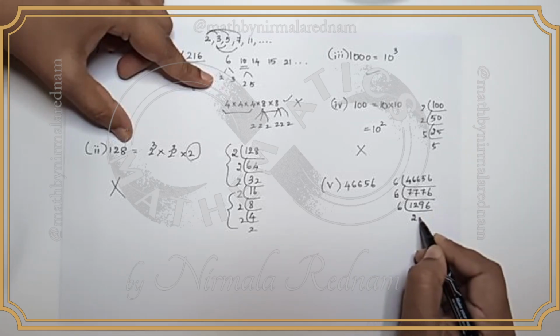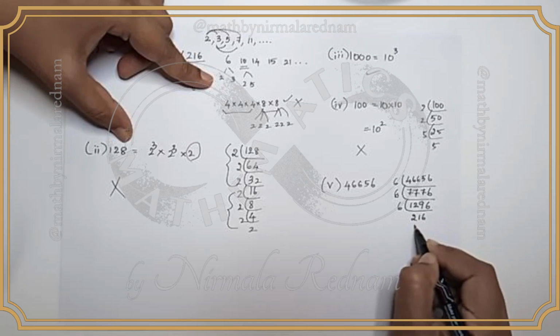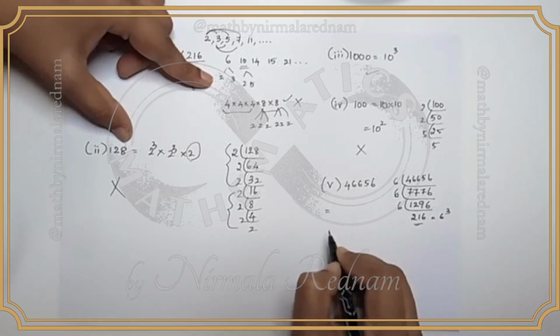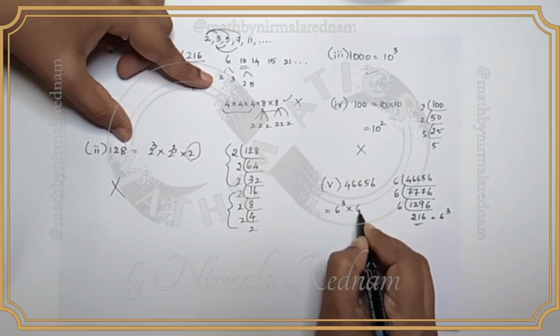6 twos, 6 ones, and this is 6 cube. This we already know is 6 cube, right? So I'm going to write this as 6 cube into 6 cube, which is a perfect cube.